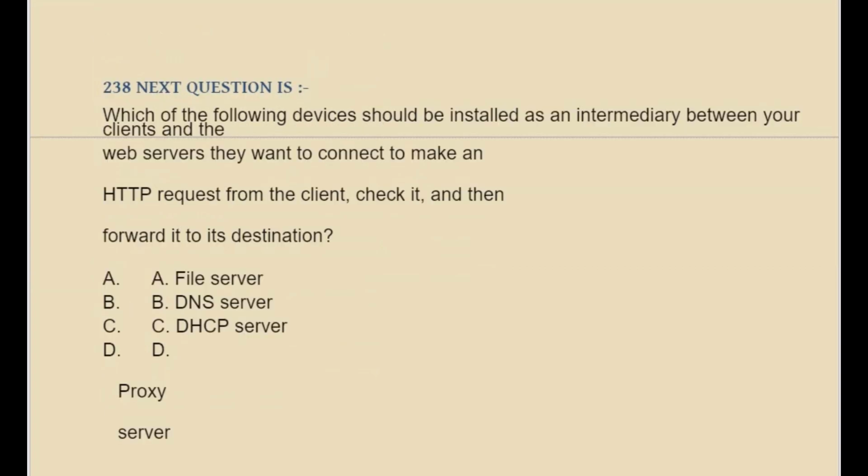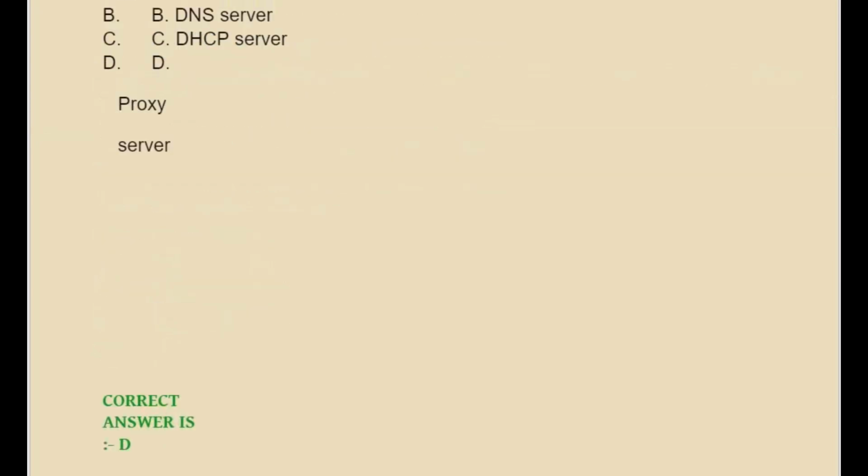Question is, which of the following devices should be installed as an immediate intermediary between your clients and the web servers they want to connect to, to make an HTTP request from the client, check it, and then forward it to its destination? Option A. File server. Option B. DNS server. Option C. DHCP server. Option D. Proxy server. Correct answer is option D.